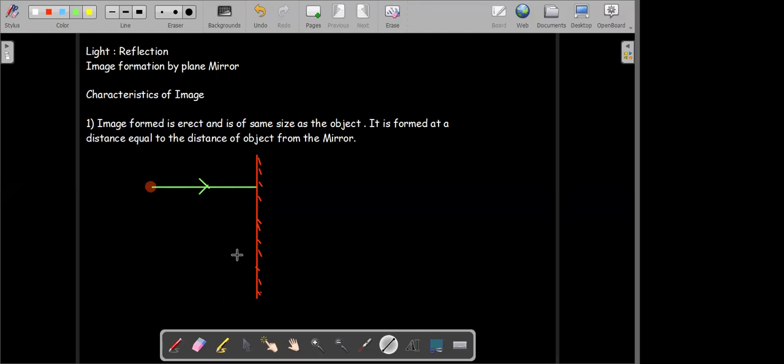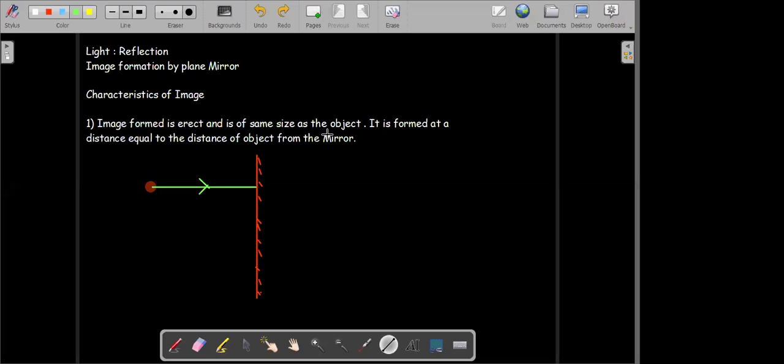So 40. How much? 40. Anyone else who can tell me the angle of incidence for this incident light? For the light which is incident here on the mirror, can anyone tell me the angle of incidence? Gagana? Normal. Where is the normal? We need to draw the normal also.